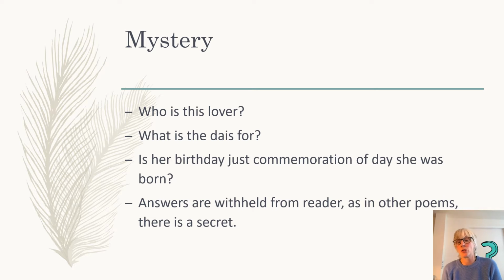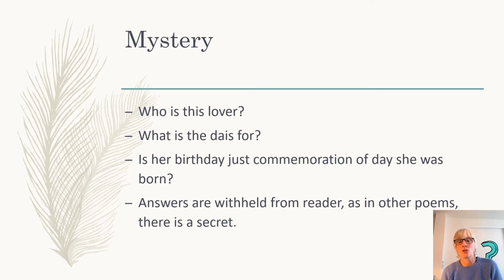So here are some of the questions you might be thinking about as you read the poem. Who is the lover? She says, "It's the birthday of my life, for my love is come to me." Who is this? Who's going to sit on the dais? And then raise the dais.